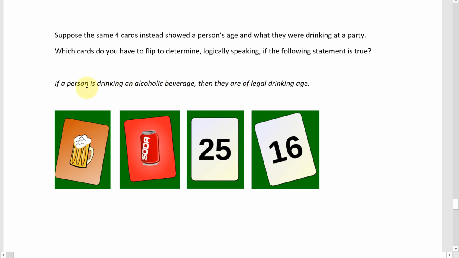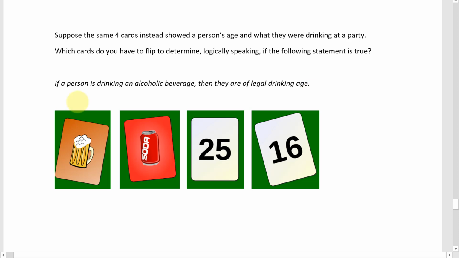For example, here. Suppose the same four cards instead showed a person's age and what they were drinking at a party. Which cards do you have to flip to determine, logically speaking, if the following statement is true? If a person is drinking an alcoholic beverage, then they are of legal drinking age. So which cards do you have to check?